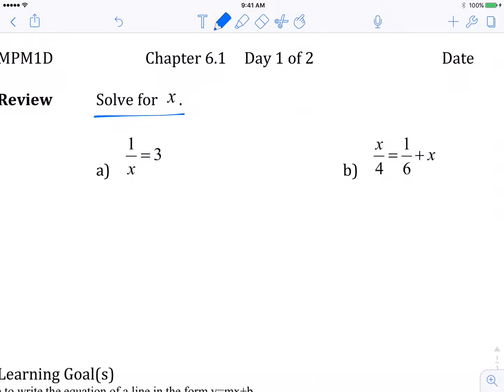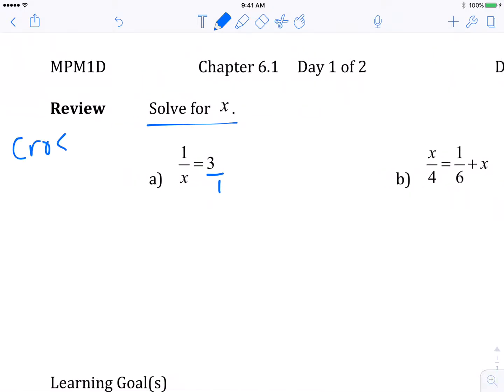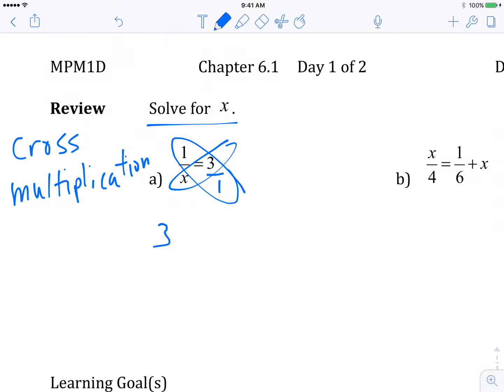Now, if you take a look at this first question, 1 over x, or 1 divided by x, equals 3. That's the same thing as saying 1 over x equals 3 over 1. In this case, we want to remember to use cross multiplication. And that tells us we can multiply x times 3 and 1 times 1. So x times 3 is 3x and 1 times 1 is 1.